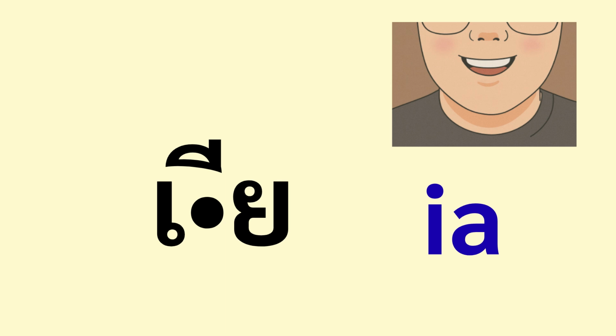Let's start with ia. In Japanese, it is ia, but the romanization is ia. You pronounce it by connecting the I and A sounds quickly, with your mouth slightly open. Ear, ear, ear.